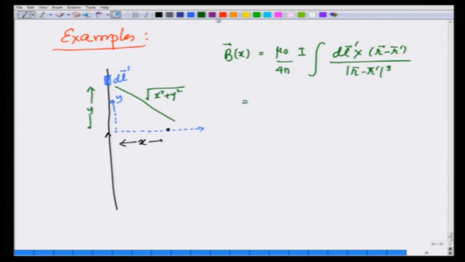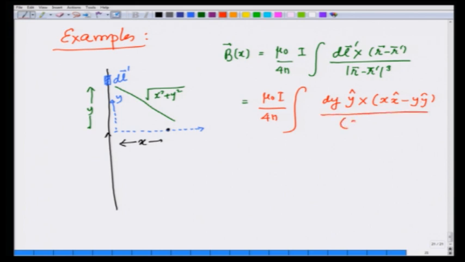which I can write as mu 0 I over 4 pi integral, dl prime is nothing but dy in the y direction, cross r, which is nothing but at distance x in the x direction minus y prime in the y direction, divided by x square plus y square raised to 3 by 2. Notice that I did not have to write prime out here, but if you like I can write prime here, denoting that prime is actually where I am integrating, and the unprimed variables are those where I am calculating the field.